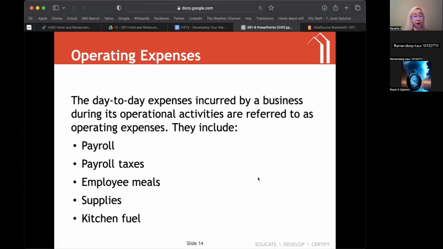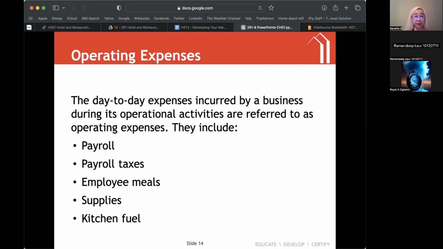So there are other operating expenses that we need to consider. Raman, what are these operating expenses? The day-to-day expenses incurred by a business during its operational activities are referred to as operating expenses. They include payroll taxes, employee meals, supplies, kitchen fuel.